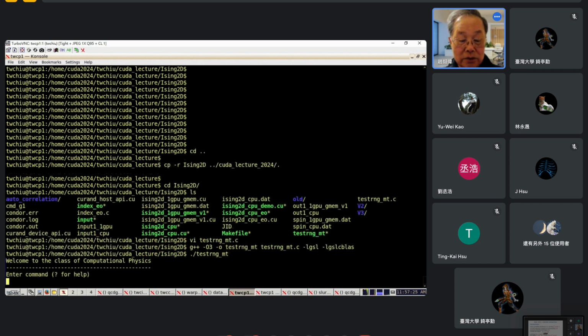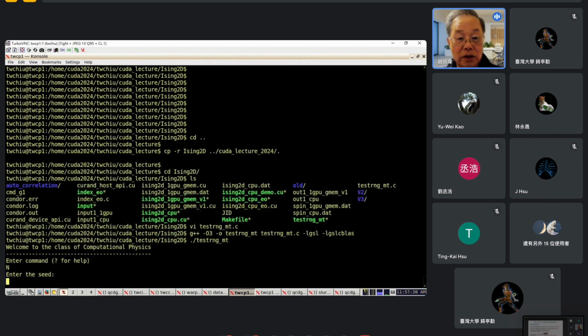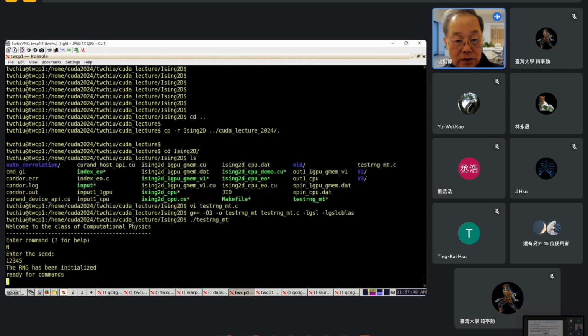So first I initialize the seed of the random number generator. Any number should be fine, even 0 will work. The machine chooses the seed. You can enter any number, but this is not necessary for other random number generators.